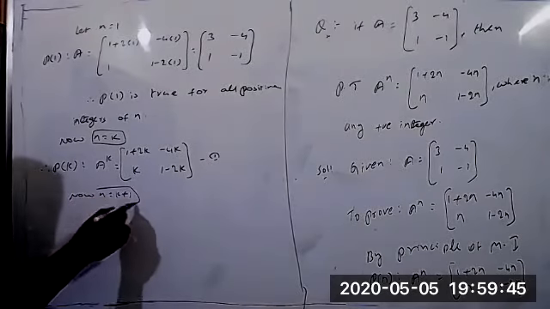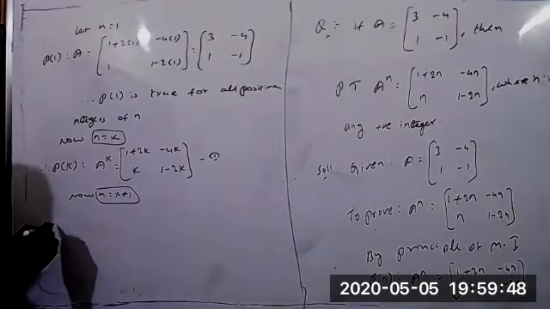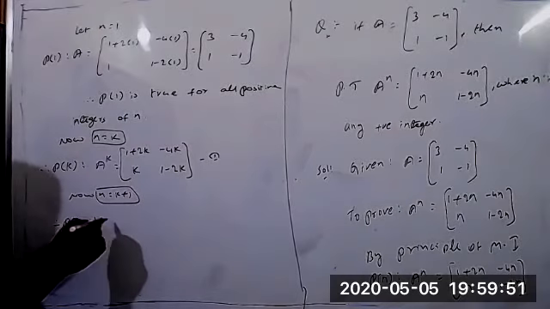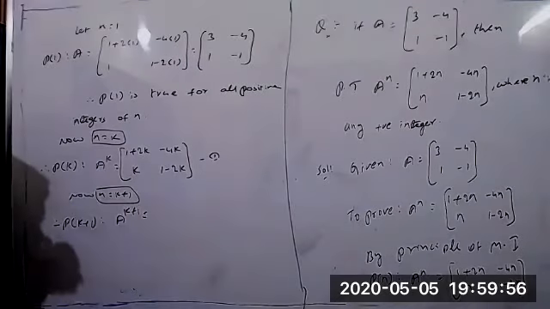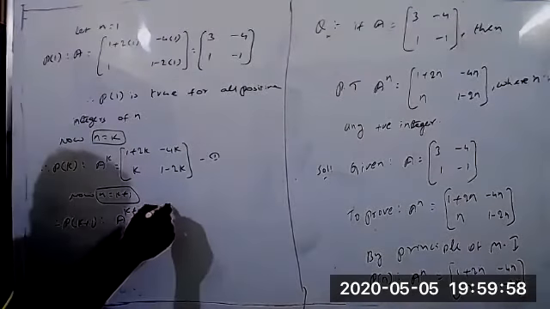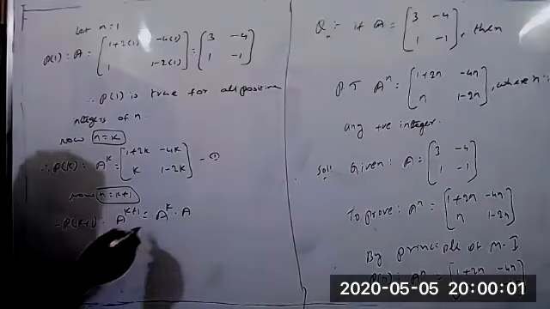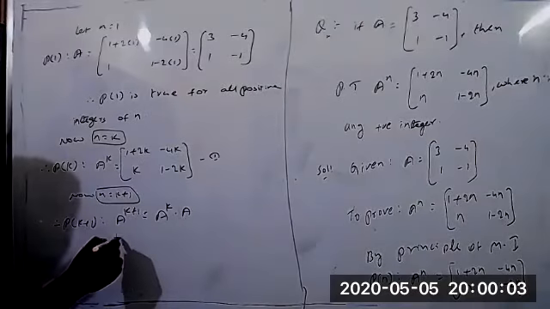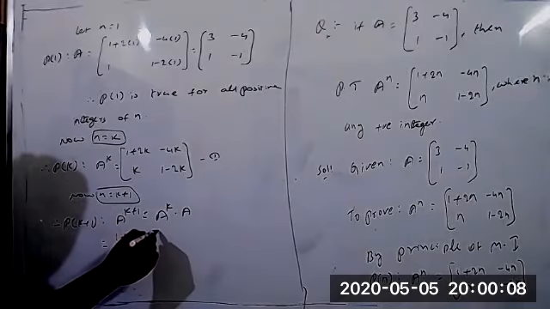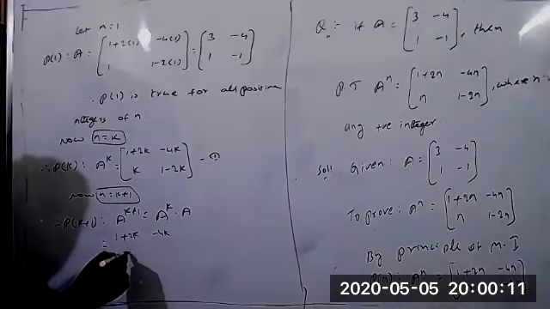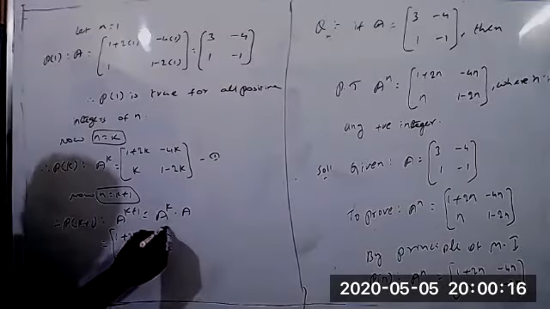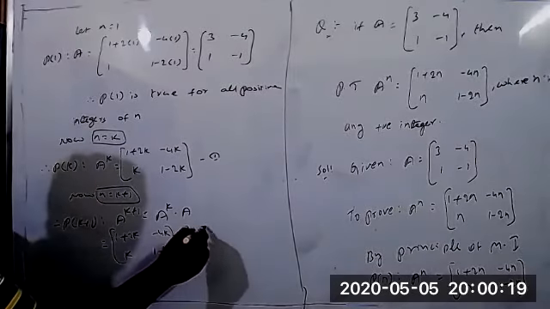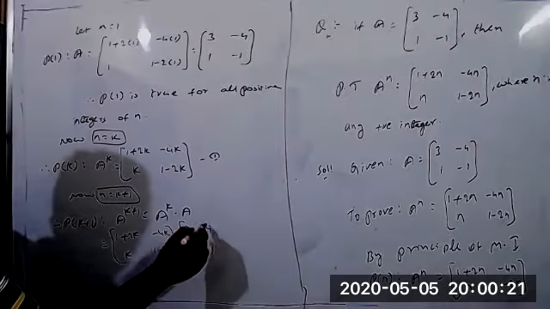Substitute n equal to k plus 1. So P(k+1) such that A to the power k plus 1 equal to A to the power k into A. The value of A to the power k we got in the first equation, so I can write [1 + 2k, -4k; k, 1 - 2k] into the matrix A equal to [3, -4; 1, -1].